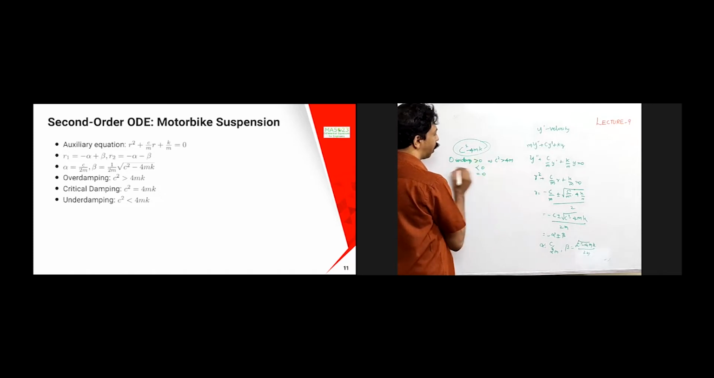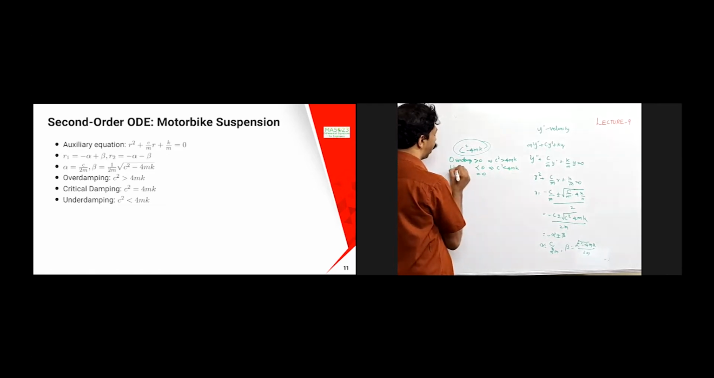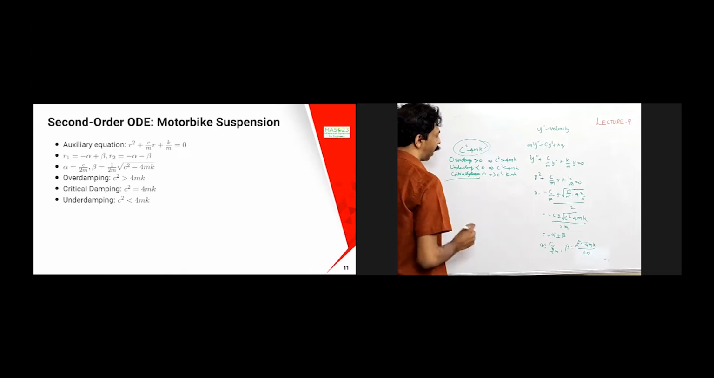Okay, so less than 0. In this case, I'm going to get c square less than 4mk, and in this case it is called underdamped. And in the case where c square equals 4mk, it is called critically damped. So let us see why the naming is there.